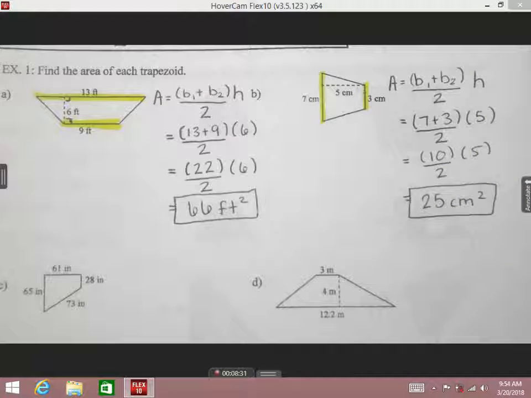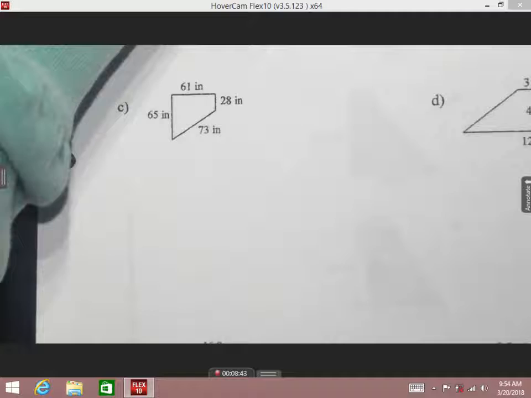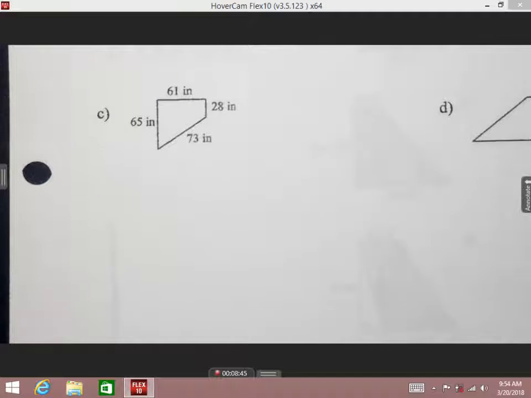Very, very good. All right, we're going to look at C. It's our last one that we're going to do together. Yeah, we're keeping it short. These trapezoids are pretty simple, wouldn't y'all say, once we get those bases?